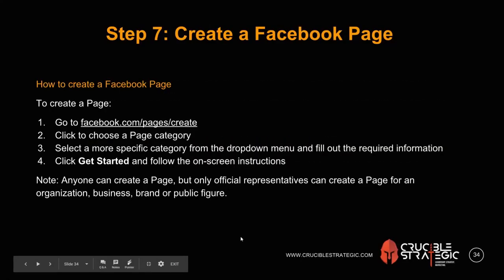All right, so moving forward, step number 7 is you need to create a Facebook page. This is really, really simple and self-explanatory. I'm not going to spend a lot of time on this, but to create a Facebook page, all you need to do is go to facebook.com/pages and /create. Choose your page category. Select the more specific category from the drop-down menu, and then fill out all the required information. It's just following the steps there. And then get started and follow the on-screen instructions, like I said.